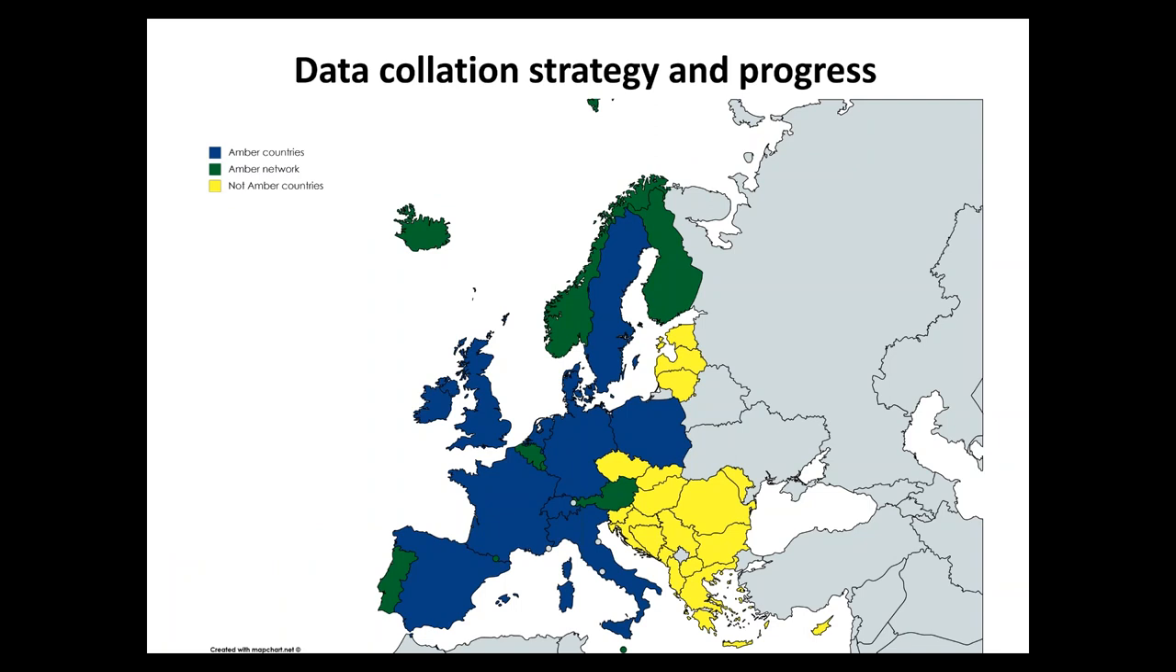So given the situation we have, we had to define a precise strategy for data collation of existing databases in our atlas. What we decided was to divide Europe, the European countries, into three different regions, for which we adopt different strategies for data collection.